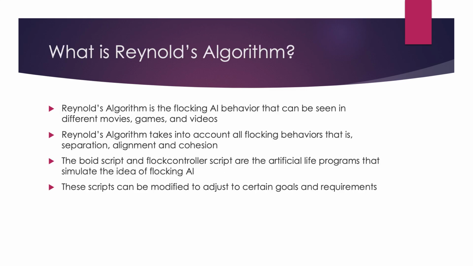Now, getting into Reynolds algorithm, what Reynolds algorithm is basically the flocking behavior that can be seen within the different movies, games, and videos. It also takes into account all flocking behaviors or styles, that is separation, alignment, and cohesion. The Boid script and flock controller script that we'll be discussing later on in the video are basically the artificial life programs that simulate the idea of flocking AI.